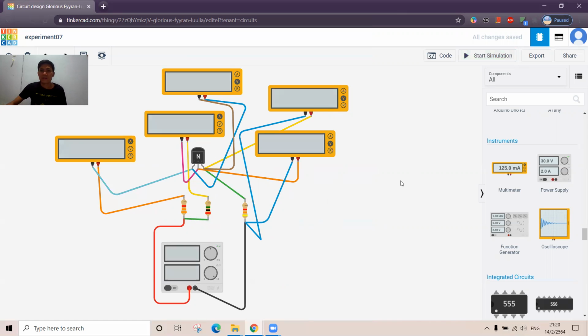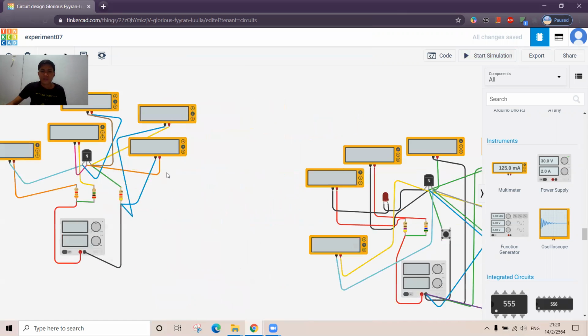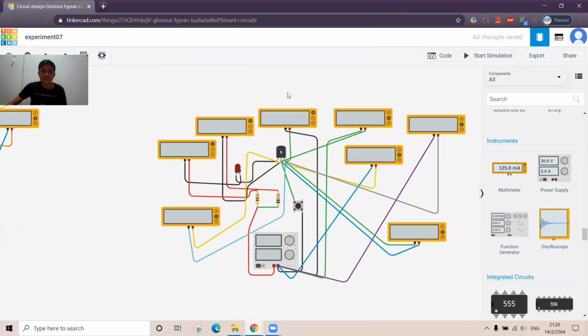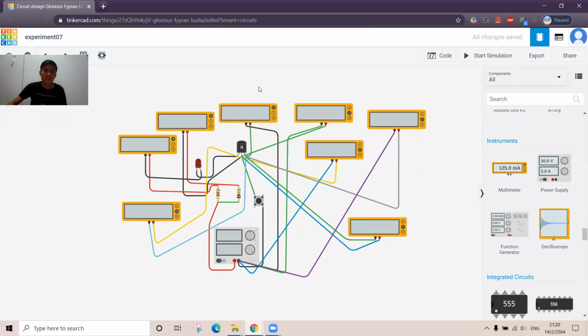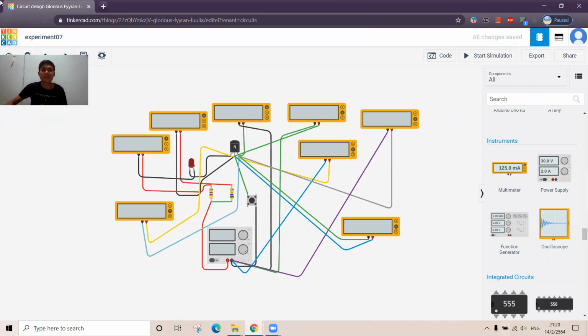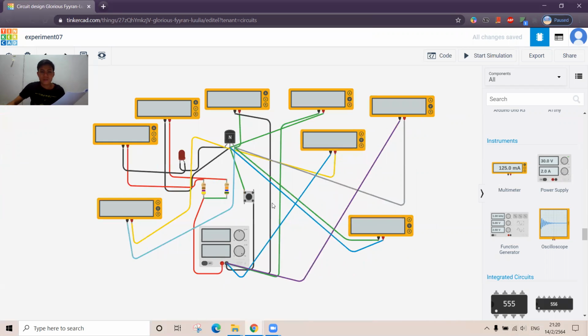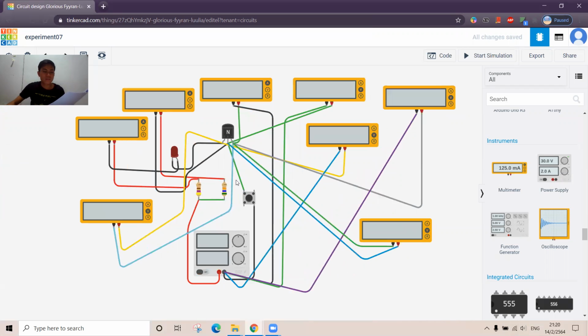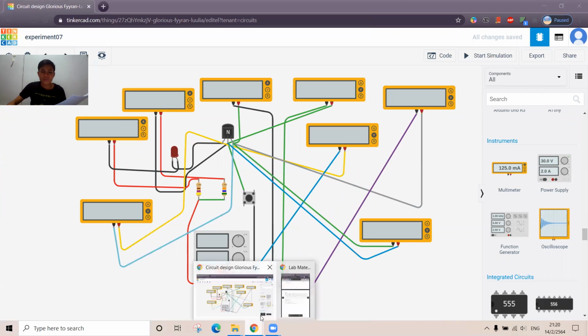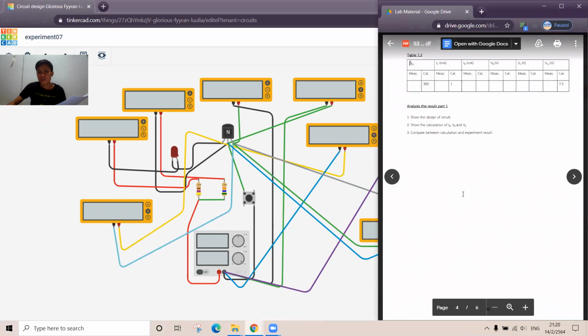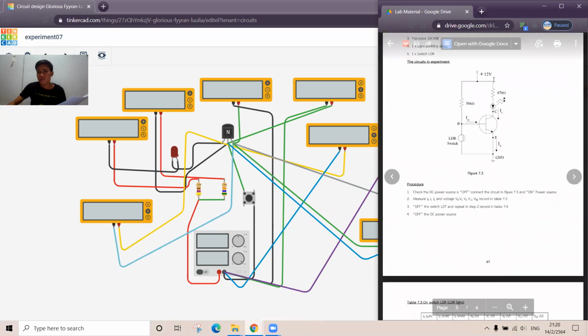Part 3 in this experiment has many multimeters, so it would take a lot of time to draw. As the time is very limited, I have already drawn the experiment part 3, voltage divider bias. This is the drawing of the circuit that we need to do the experiment. So basically we are following this circuit.